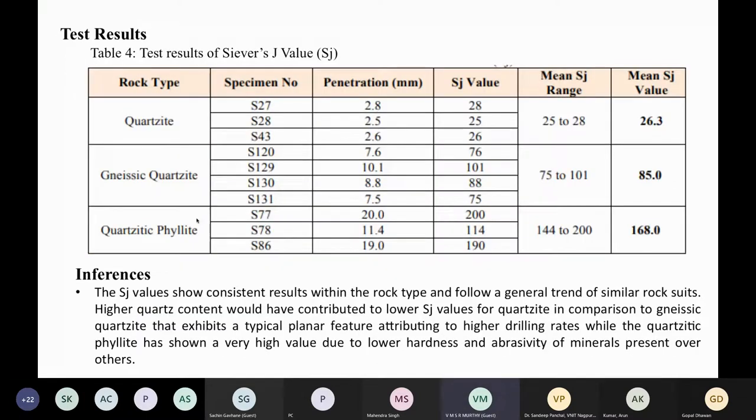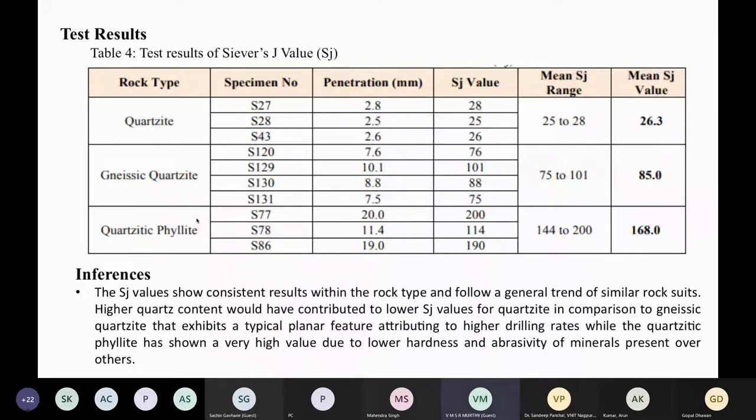Typically, for the three rocks I have tested, you can see there's a huge difference in SJ value. Probably this will answer why the rates of penetration could be different. When you observe quartzite, hardly any penetration: 2.6 millimeters, so into 10, actually, you get the value. So 2.6 millimeters is the actual penetration. Whereas in Nisic quartzite, it has gone up to 8.5 millimeters. In quartzitic phyllite, it is going roaringly up to 16.8 millimeters.